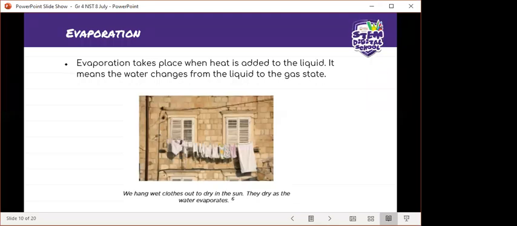And here we have an example of where evaporation takes place. When we hang our laundry outside, then we are adding heat to the particles of water that are present on our laundry, and the water will eventually evaporate and our clothes would dry out. Okay.